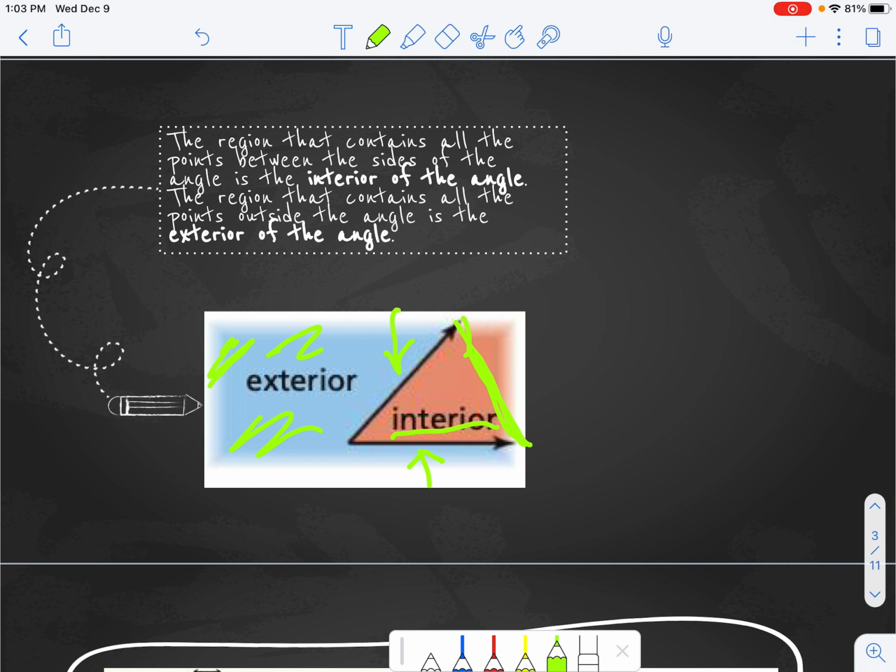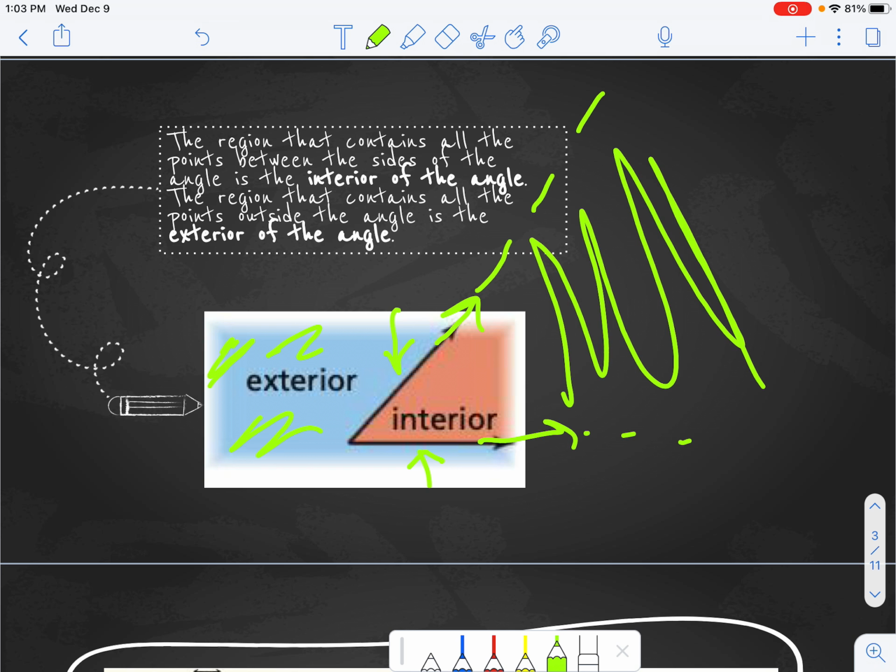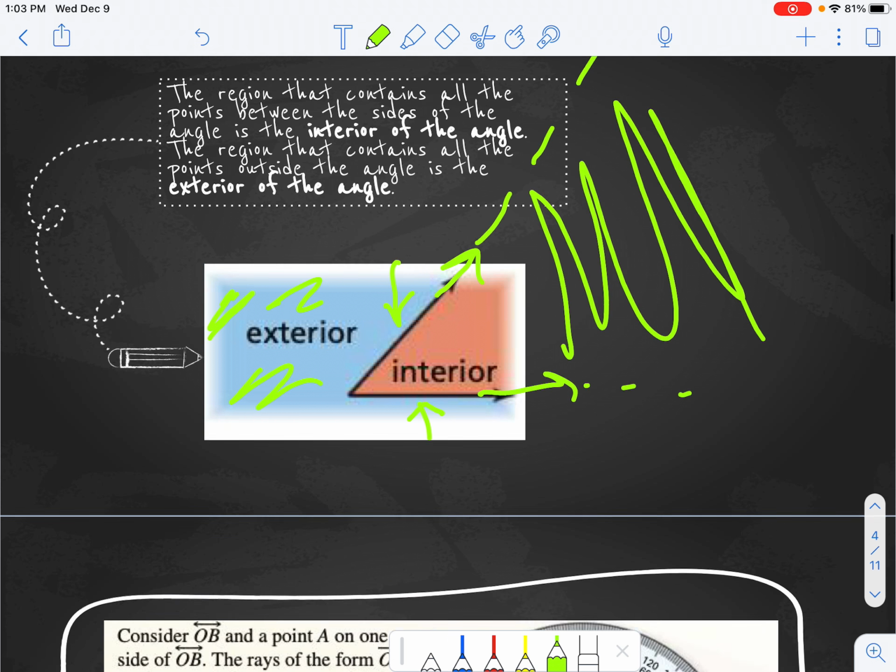Notice that the interior doesn't stop right here. So the interior is not just like this, because technically these lines with this arrow, since it's a ray, keep going and going and going. So the interior would be all this space out here as well.